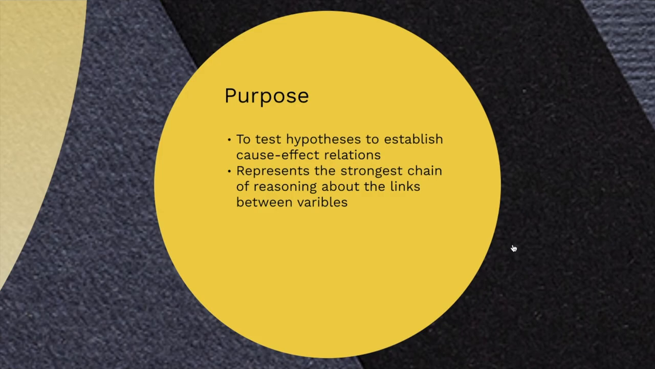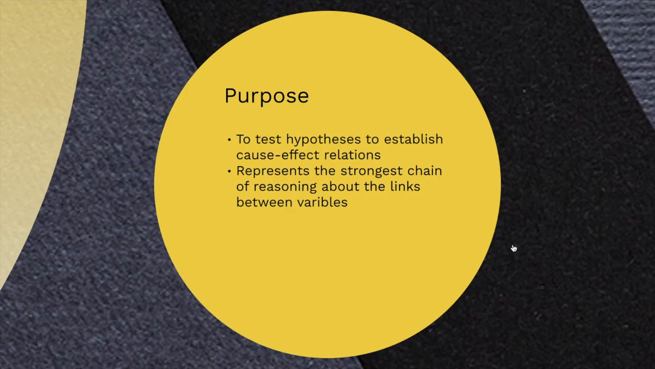The purpose of an experimental design is to test a hypothesis, your guess or a statement at the beginning, the problem, and to establish a cause and effect relationship. So you do one thing and it turns out this way because of that, and that's the reason for using this design. It's known to represent the strongest chain of reasoning, cause and effect.